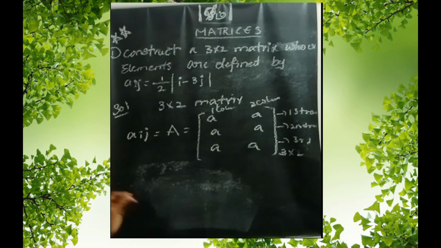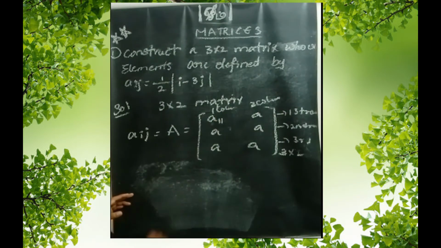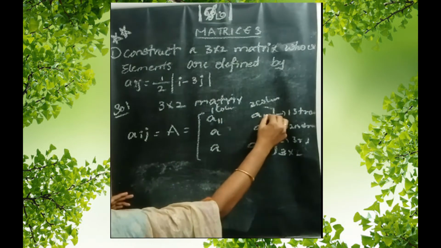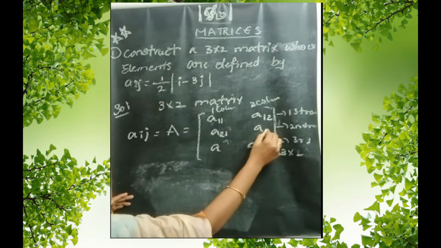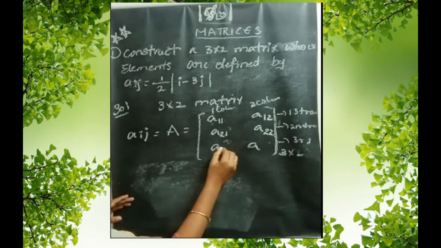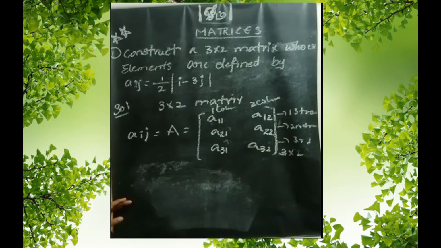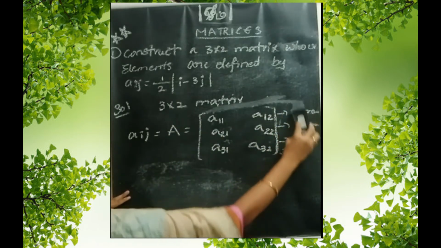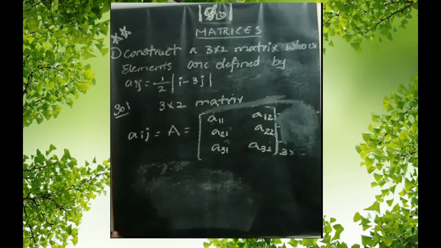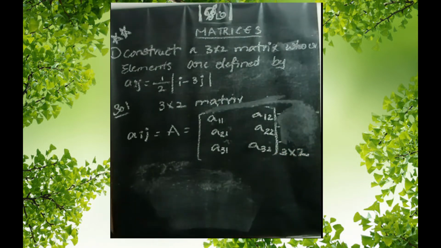Now first write the position of each element. The position of this A is first row and it is placed in the first column. First row, second column. Second row, first column. Second row, second column. Third row, first column. Third row, second column. Now these are the positions of this 3 by 2 matrix.